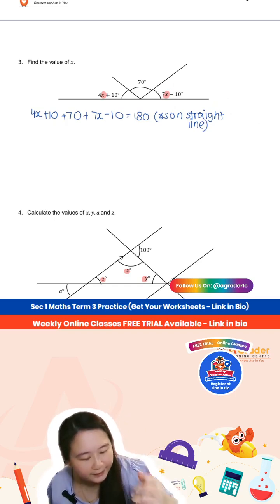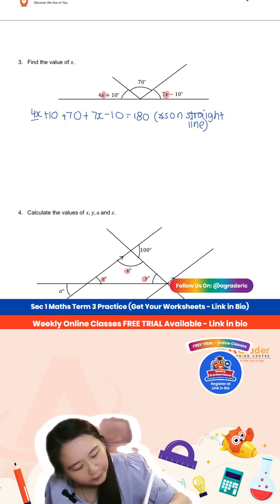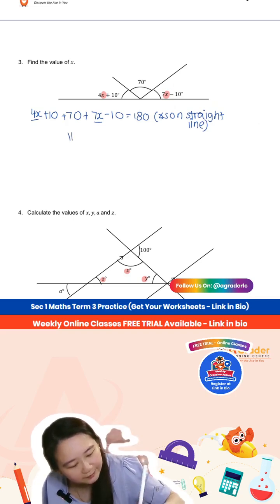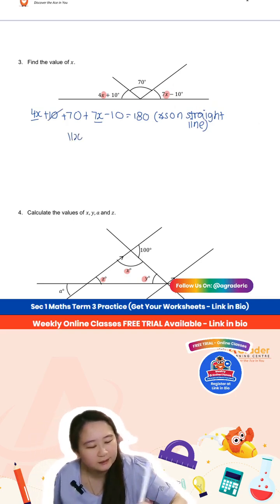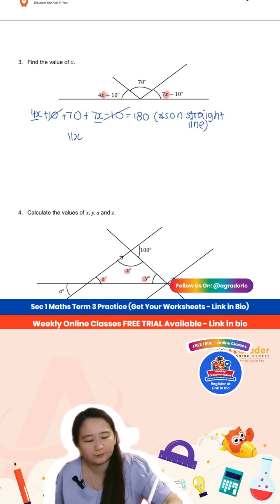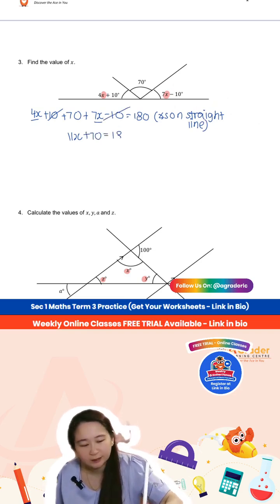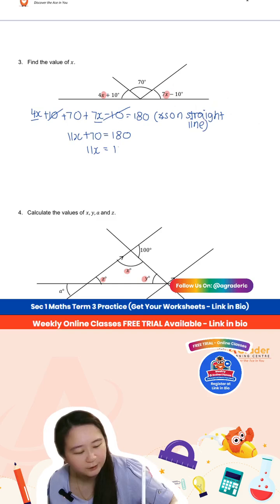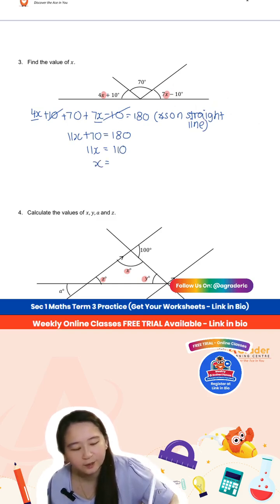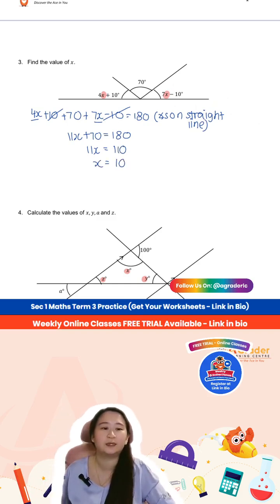Okay, then I simplify. 4x plus 7x, I have 11x. 10 minus 10, 0, so I'm left with plus 70 equals to 180. I minus 70 on both sides, so I have 110. Then I divide by 11, therefore x equals to 10.